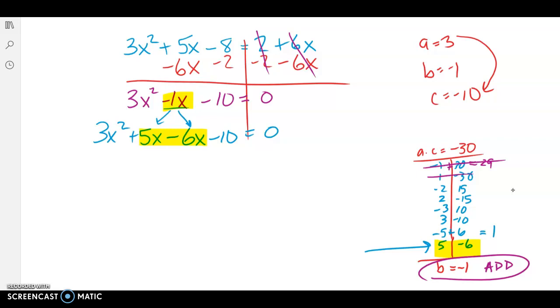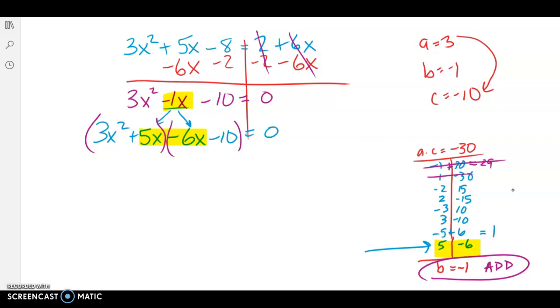Now, what is our goal right now? Our goal next is that we're trying to factor by grouping. So we need to group things. We're going to group the first two terms and group the second two terms. So start out by finding what the GCF is of the first group.